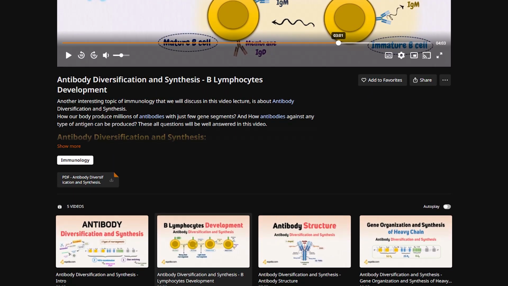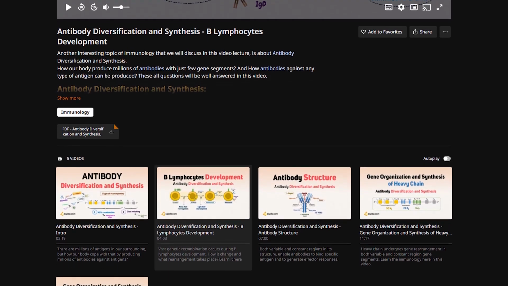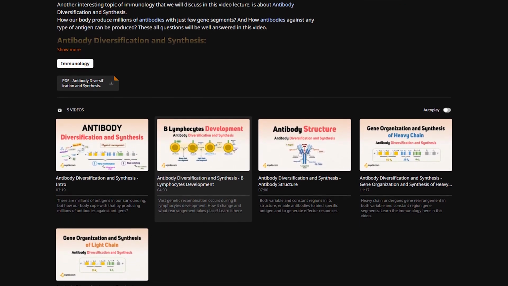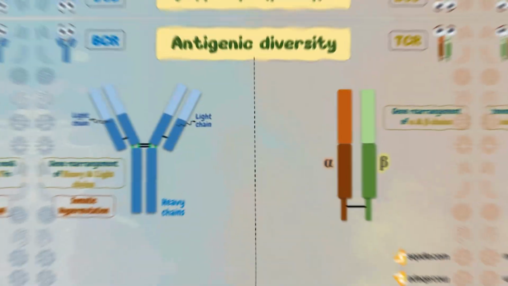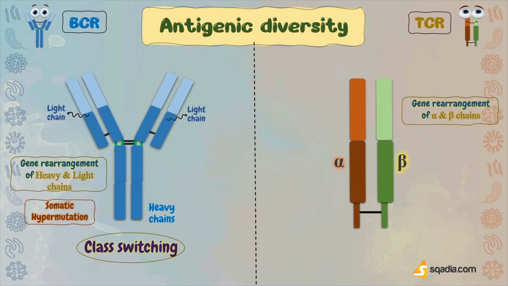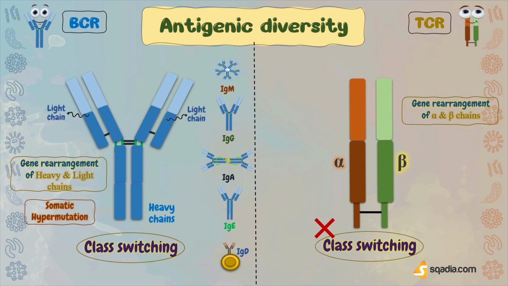Also, unlike TCRs, BCRs also undergo class switching. What does it mean? Well, class switching is another type of gene rearrangement in the constant region or domains of BCRs. That allows BCRs to switch their class, meaning they can switch between different classes of immunoglobulins, such as IgM, IgG, IgA, IgE, or IgD, etc. This process enables B cells to produce different classes of antibodies with varying effector functions.